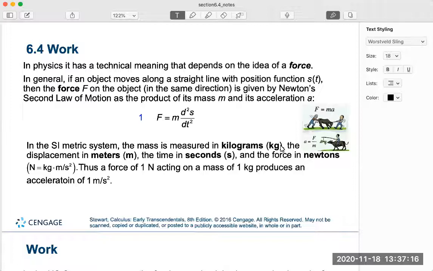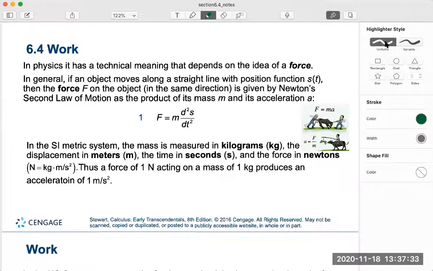Suppose we apply a force to an object. According to Newton's law, the force is m times a, where m is the weight of the object and a is the acceleration.